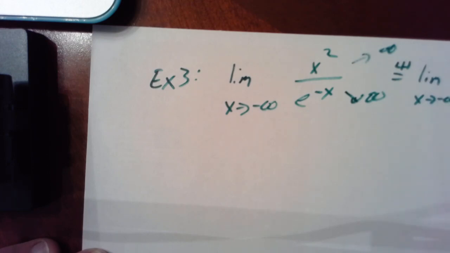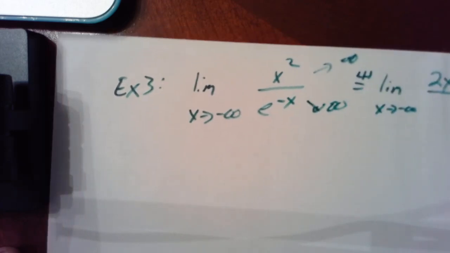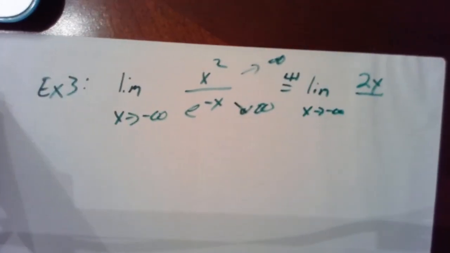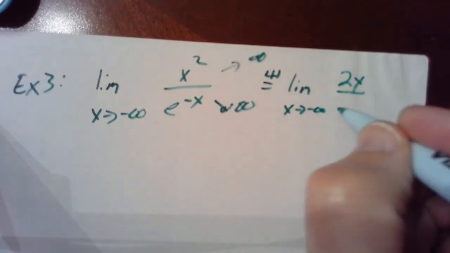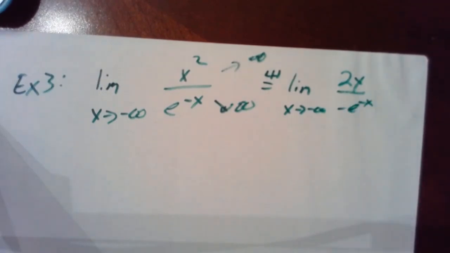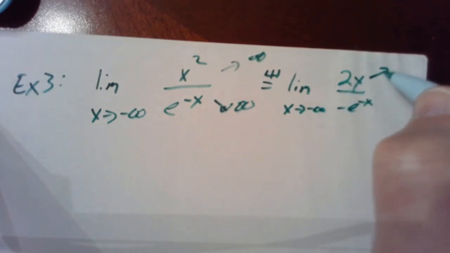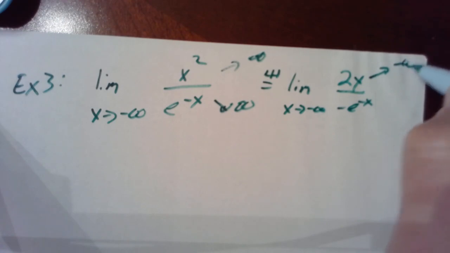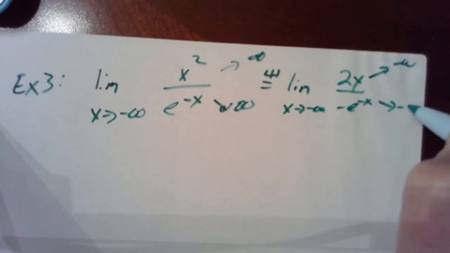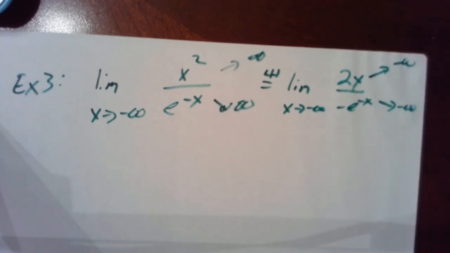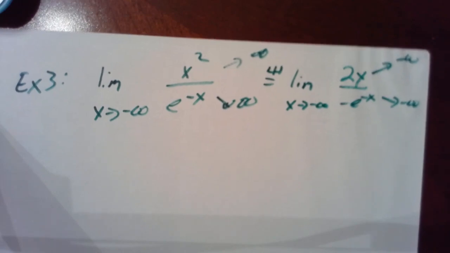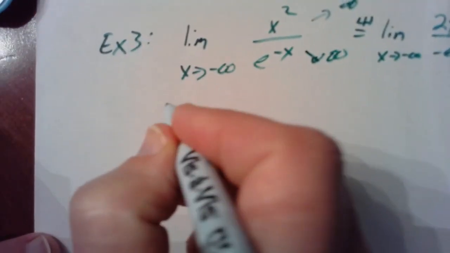So if I take the derivative of the top, I've got 2x. And if I take the derivative of the bottom, then I'm going to have a negative e to the negative x. Based on the instructions here, we're going to do L'Hopital's more than once, because if you evaluate the limit again, now I'm going to have a negative infinity over negative infinity, which is still an indeterminate form. So I can go ahead and take another derivative.